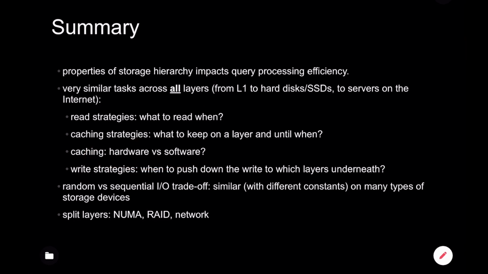We have to think about write strategies. When do we write down data? We discussed that last Wednesday. If there's a power failure and the data is only in memory, it's gone, so there must be an extra mechanism to make sure we don't lose the data. The main concern with I/O is this random versus sequential I/O trade-off. This is very prominent on hard disks, but exists similarly on other devices like SSDs and even in main memory to a certain degree.